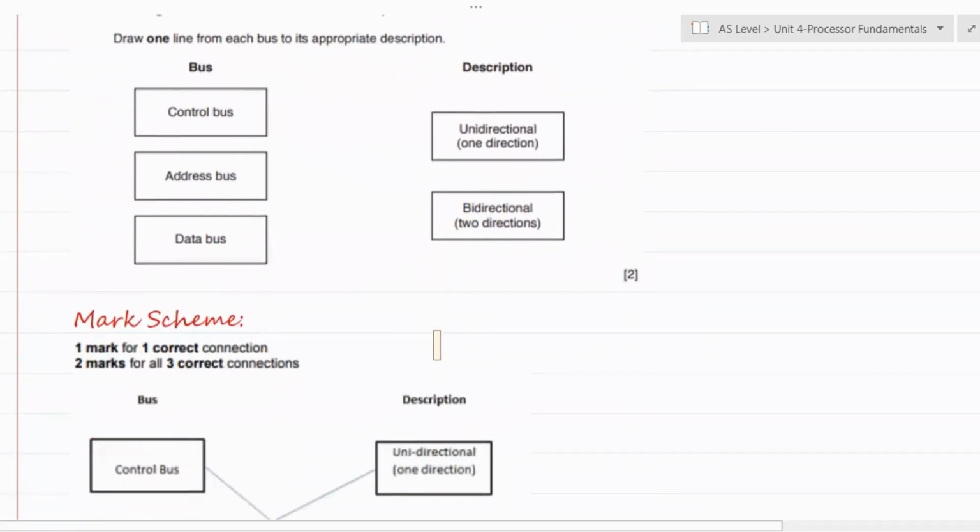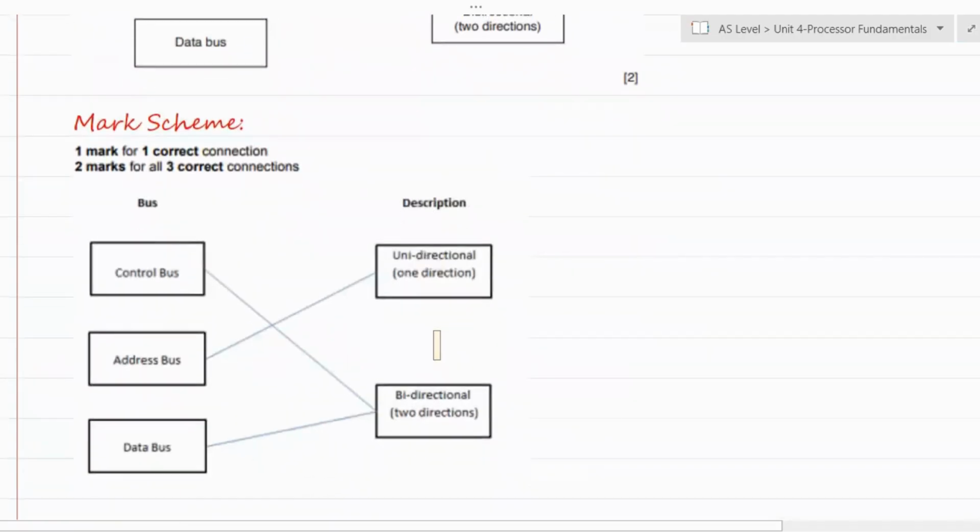So I'm just showing you the marking scheme. Have a look, compare your answer, and give yourself marks accordingly. Right. So address bus is the only bus which is unidirectional. The rest, both the buses, are bidirectional. So if you look at the mark scheme, 1 mark for 1 correct connection and 2 marks for 3 correct connections. So you have to match all 3 buses with the right description.